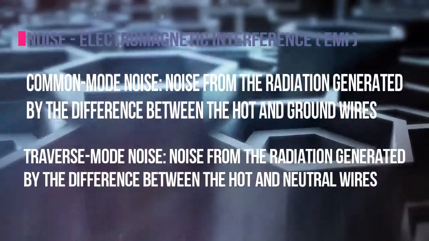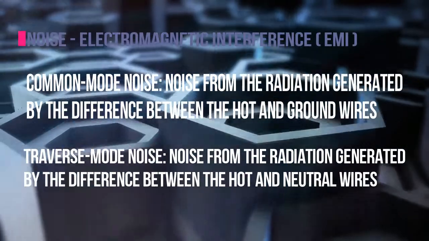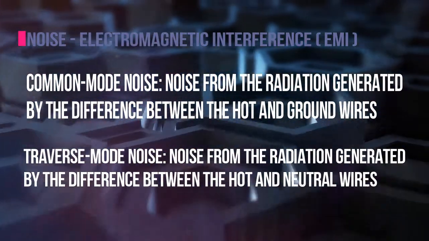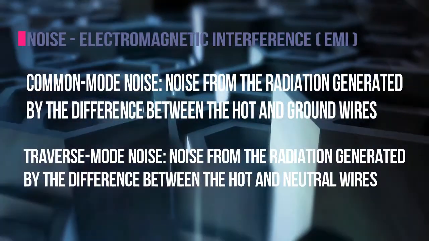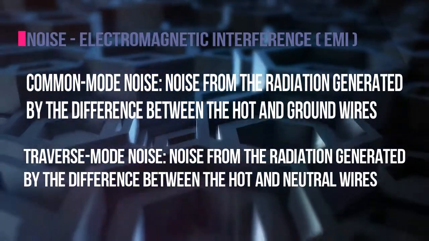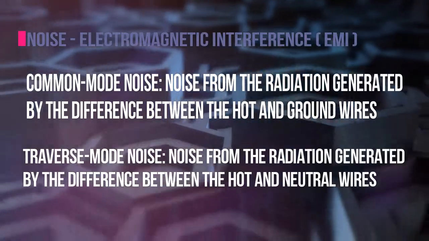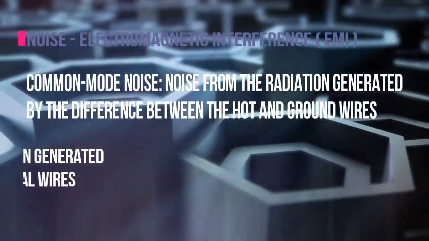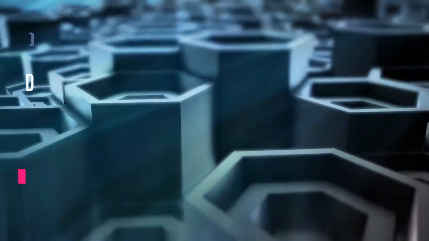Within EMI there are two common types generated by electrical systems. Common mode noise is noise from the radiation generated by the difference between the hot and ground wires, and transverse mode noise is from the radiation generated by the difference between the hot and the neutral wires.